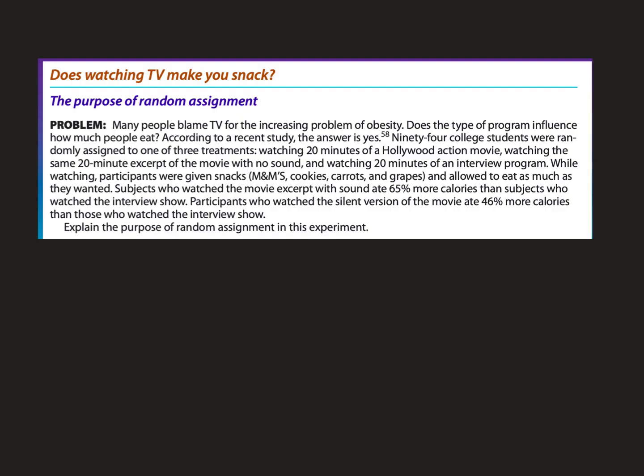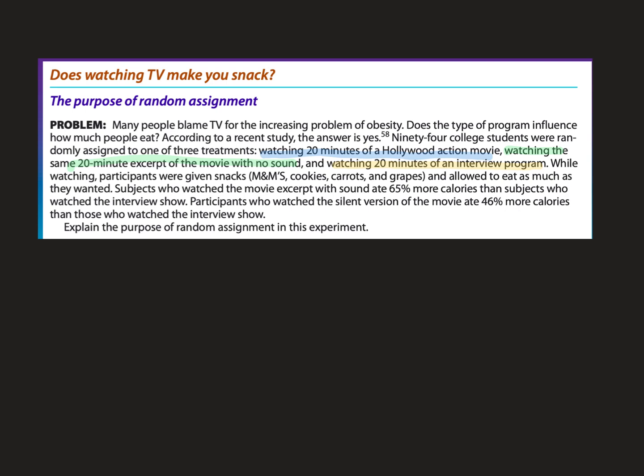So what we have here is an experiment that's talking about TV and how it affects people's eating habits. A recent study said that the type of program that's being watched does influence how much people eat. It said 94 college students were randomly assigned one of three treatments: watching 20 minutes of a Hollywood action movie, watching the same movie but with no sound, that'd be fun, and then watching 20 minutes of an interview program. And then they were given snacks during that, allowed to eat as much as they wanted.